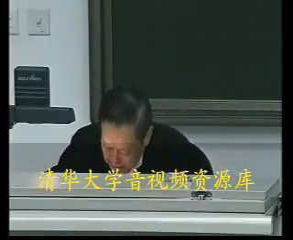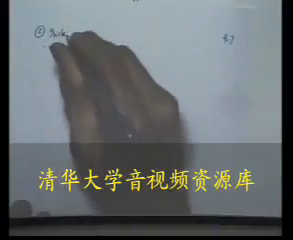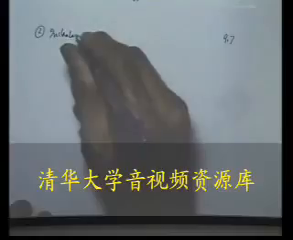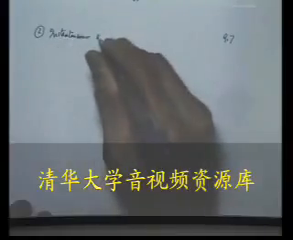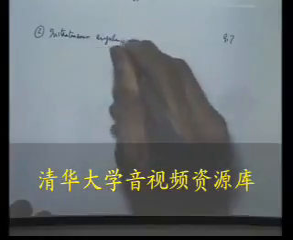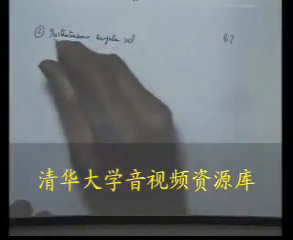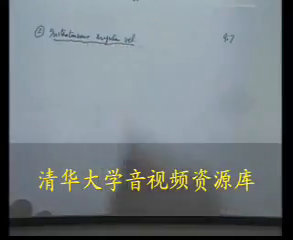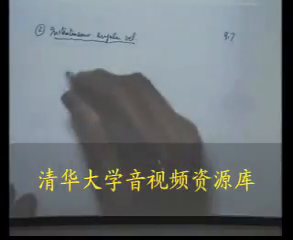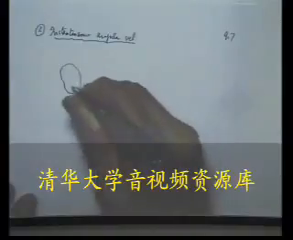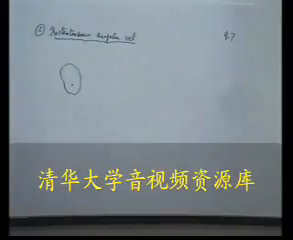So now, instantaneous angular velocity. Now we want to introduce the concept of instantaneous angular velocity. In a body, we consider a rigid body which has one point fixed, O.